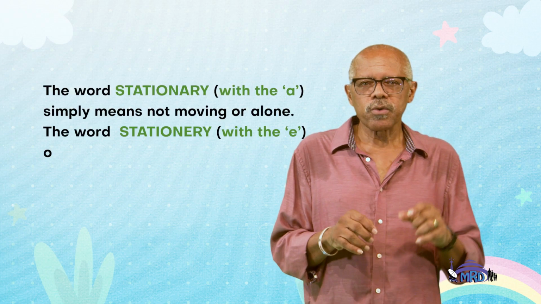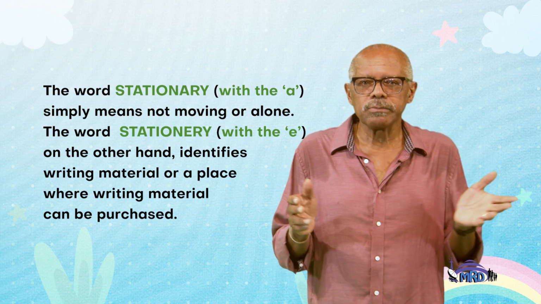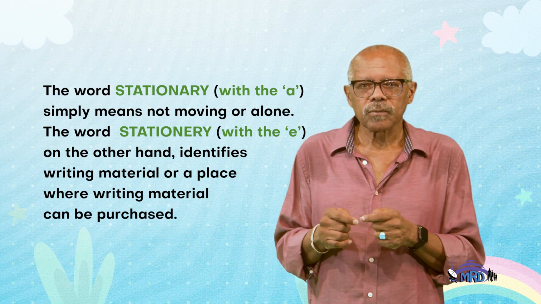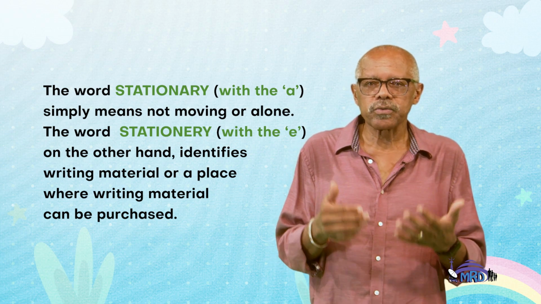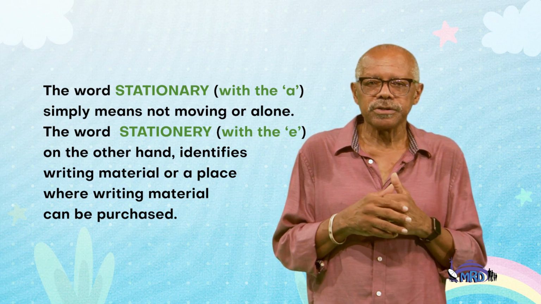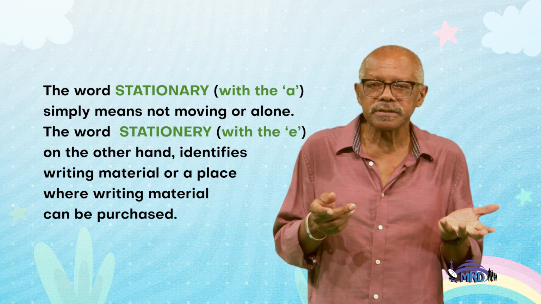Now let's look at stationary and stationery. They're both linked with spelling issues. The word stationary with the A simply means not moving or alone. The word stationery with an E, on the other hand, identifies writing material or place where writing material can be purchased. The soldiers stood in a stationary position during the inspection. That's with an A. The only stationery they had were pencils, books, and papers. That was an E. Okay?